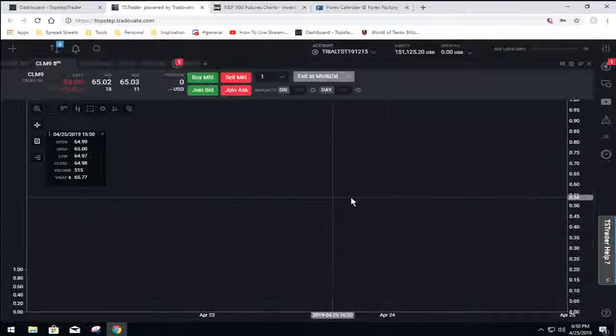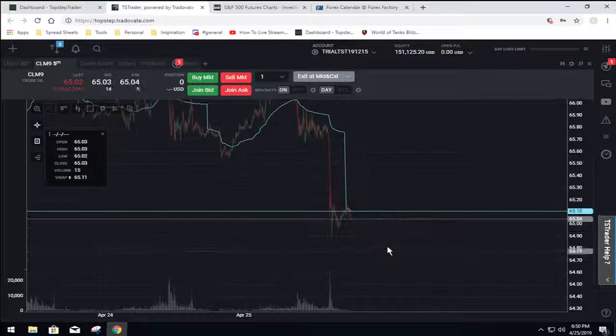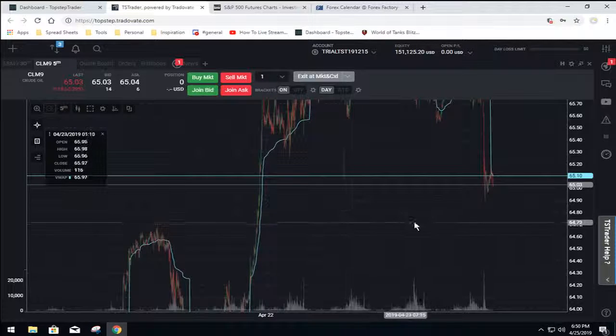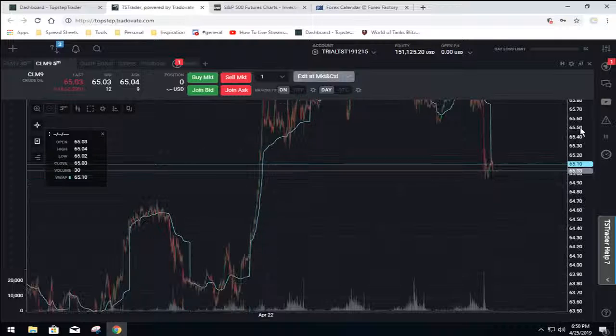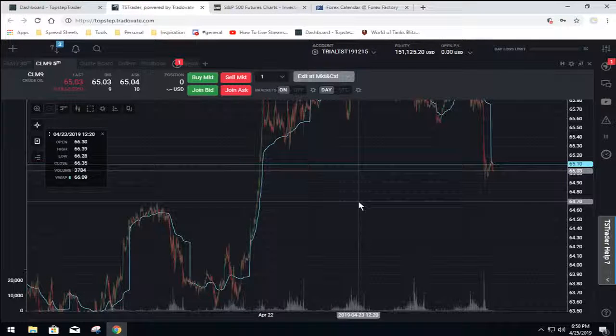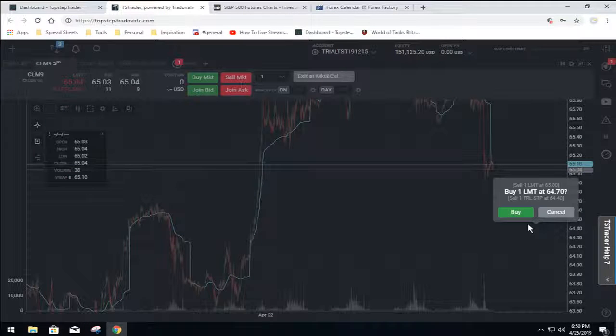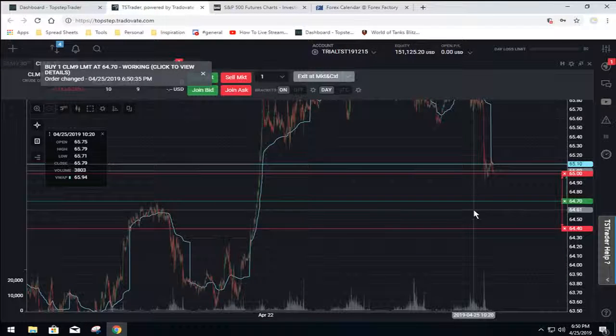On oil, I have a particular price that I'm looking to buy at, which is based on structure, Fibonacci, a whole lot of stuff. We have a lot of confluence in this 64.70 area for the overnight, so we're going to place one contract buy with a limit order, and I have my target at the whole number.